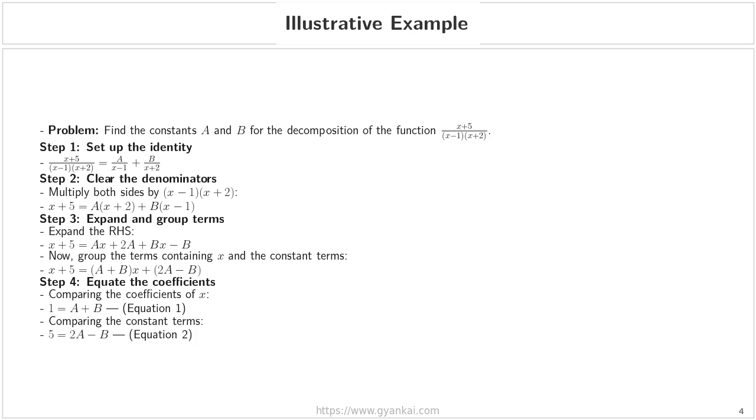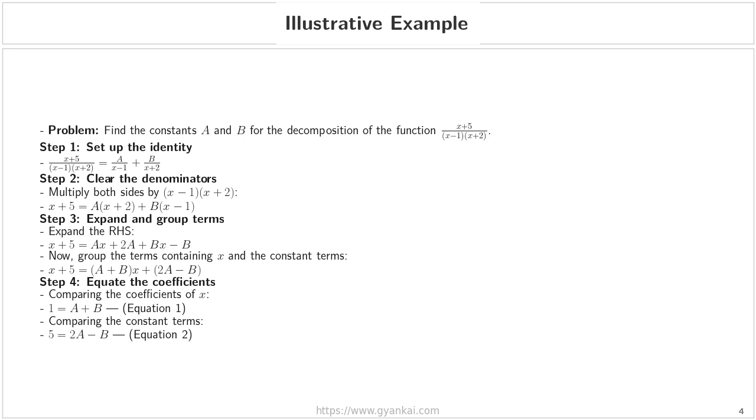Step 4. Equate the coefficients. This is the heart of the method. We compare the coefficients of corresponding powers of x on both sides of the equation. On the left-hand side, we have 1 times x, so the coefficient of x is 1. On the right-hand side, the coefficient of x is a plus b. Therefore, we can write our first equation. 1 equals a plus b, we'll call this equation 1. Now, let's look at the constant terms.